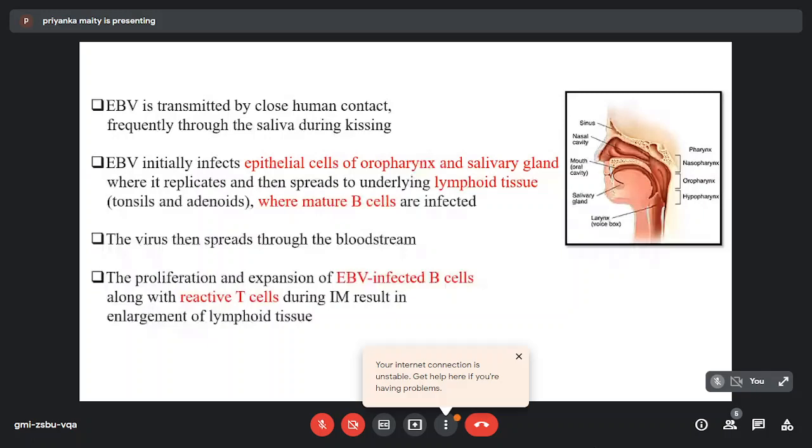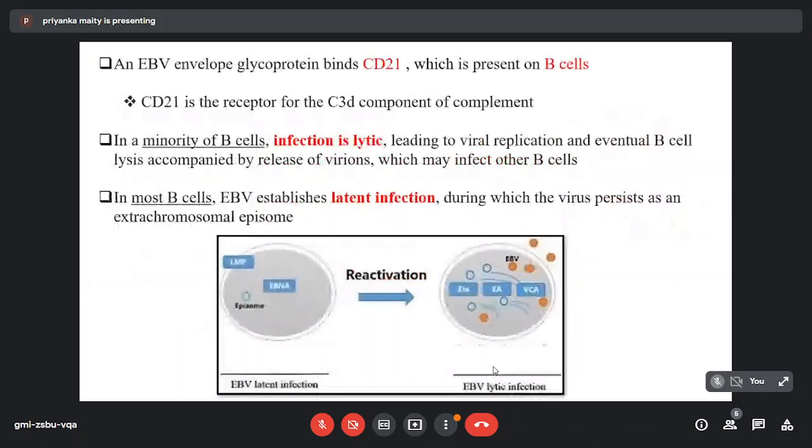The virus then spreads through the bloodstream. The proliferation and expansion of EBV-infected B cells along with reactive T cells during IM result in enlargement of lymphoid tissue. An EBV-enveloped glycoprotein binds CD21, which is present on B cells. CD21 is actually the receptor for the C3d component of complement present on B cells.